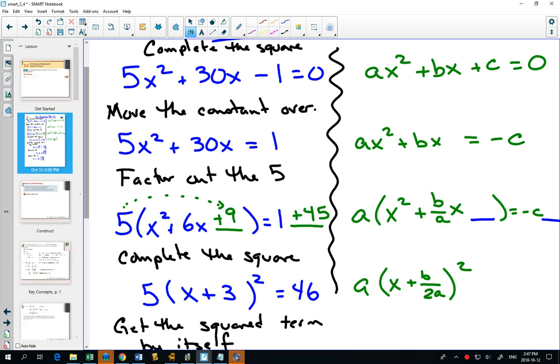What goes in the blue space? What went in the blue space? How did we get the 9? We squared the 3, right? So here, with b over 2a, we're going to have to square that. B squared over 4a squared.